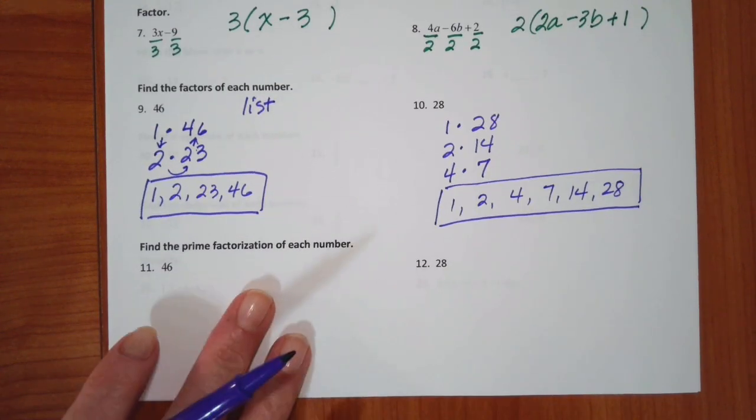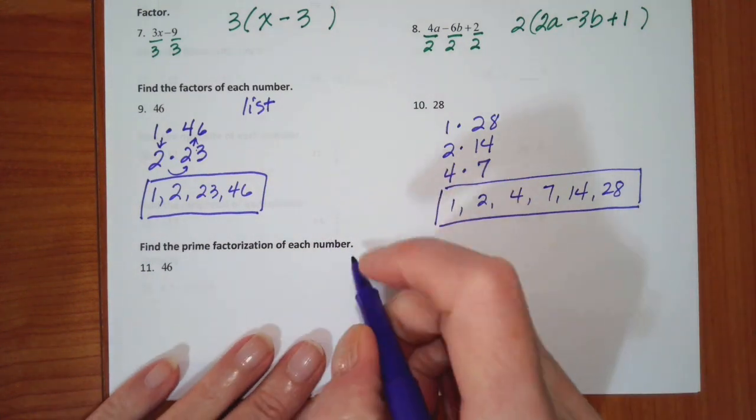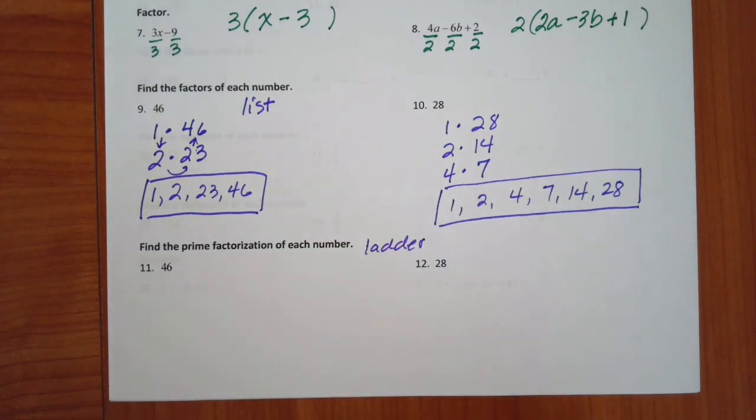The prime factorization is different. For the prime factorization, we need to be able to rewrite the number as a product of prime numbers. It may be 2 of them, or 3 of them, or 5 of them. It doesn't matter. Or it could be none, if it's a prime number. And this is where I would use my ladder. Or if you're using factor trees, it works. To me, it's just less efficient.